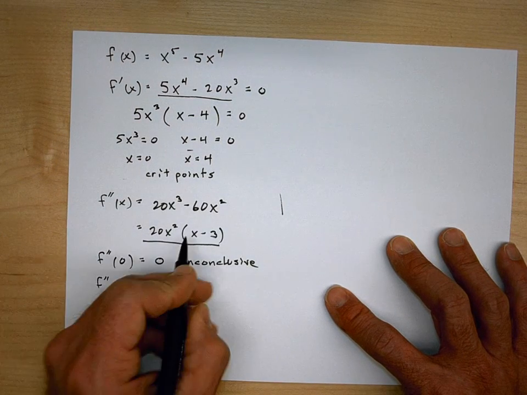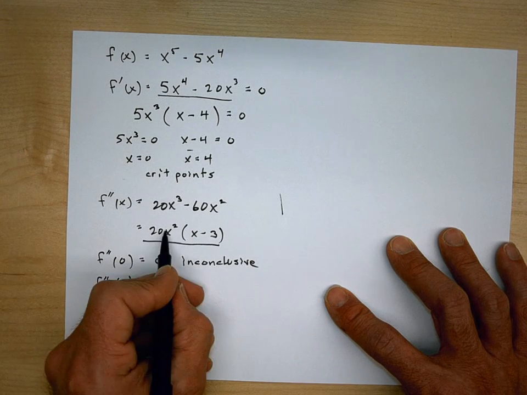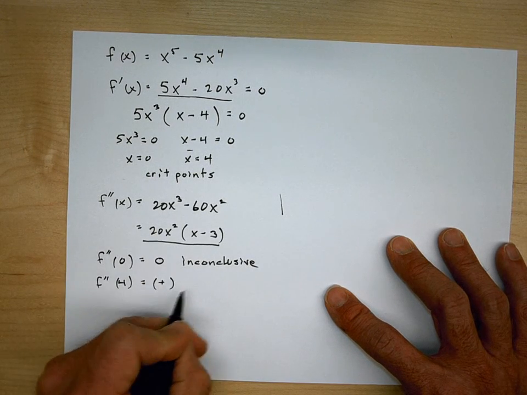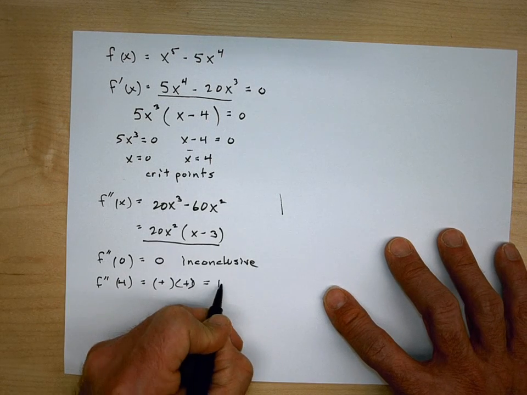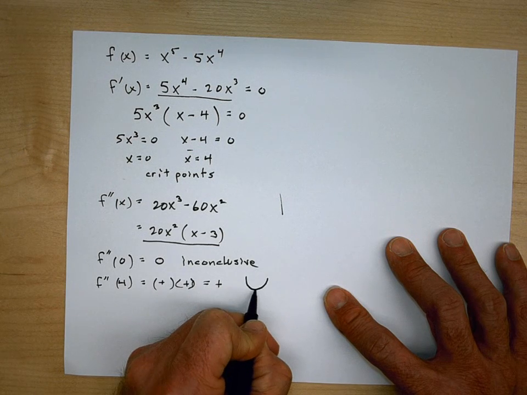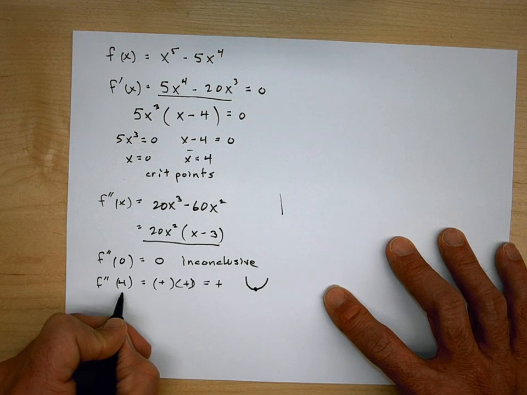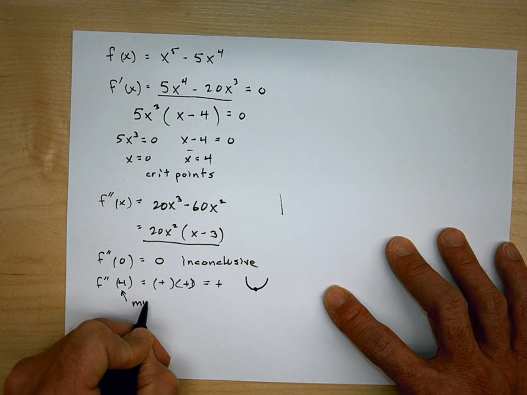We can still put in 4. If we put in 4 here, well, that's going to be positive times 4 minus 3, which is positive, and that's positive. So what I have is it's concave up at that point. That means for that critical point, it's a minimum.